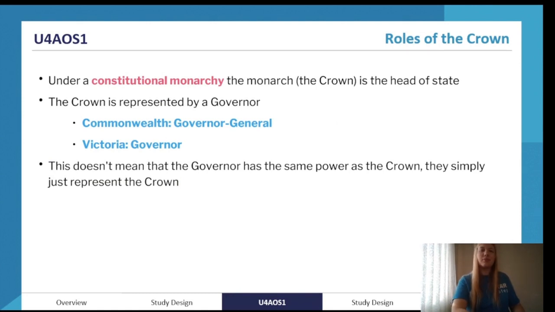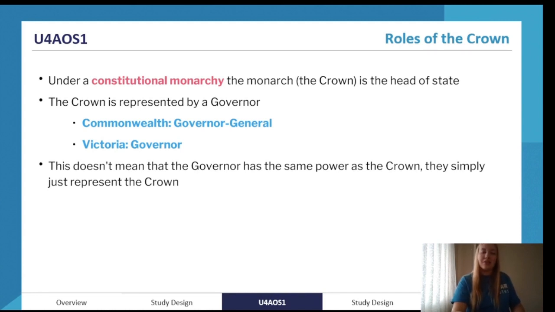Having a look next at the roles of the crown. Essentially, when we talk about this, we're talking about what does the governor general do? Because the crown is represented by the governor general. So it's not actually the monarch, not the crown, doing all of these things. We have a constitutional monarchy in Australia, which means that we have a constitution and we have a monarch, the crown, very self-explanatory, good term.